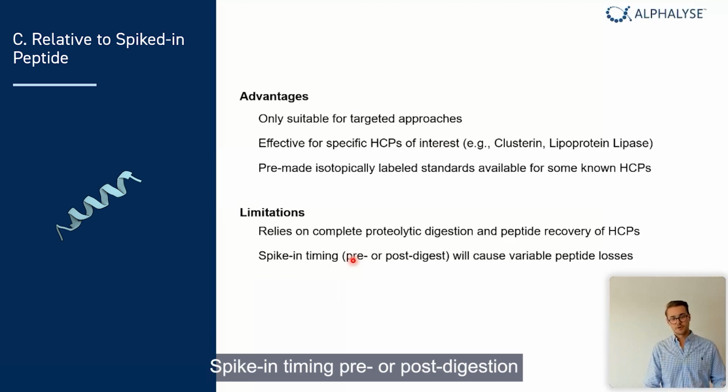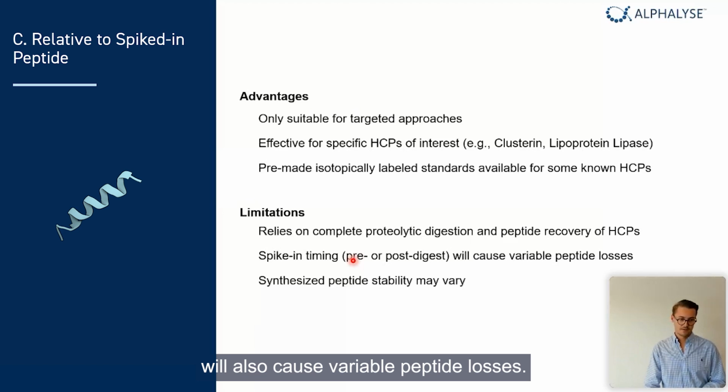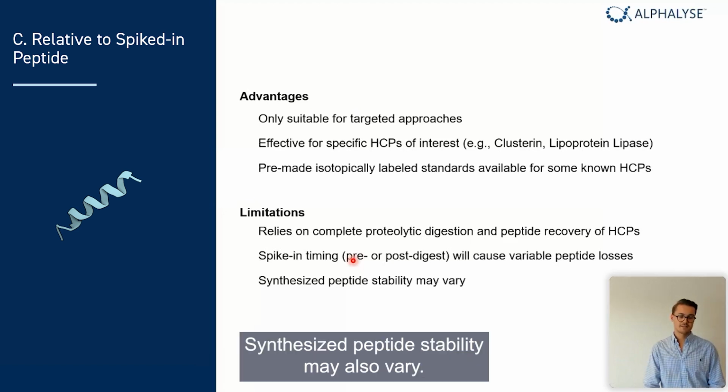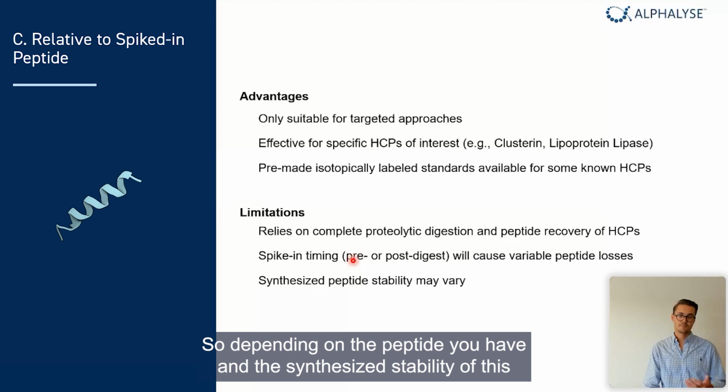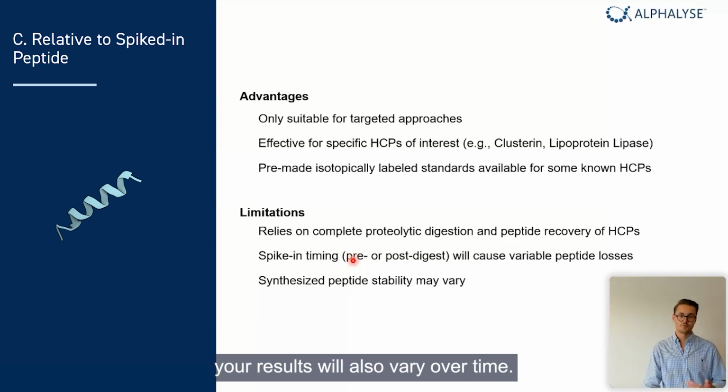Spike-in timing, pre or post digestion, will also cause variable peptide losses. Synthesis and peptide stability may also vary, so depending on the peptide you have and the stability of this, your results will also vary over time.